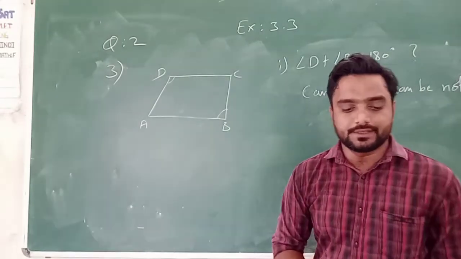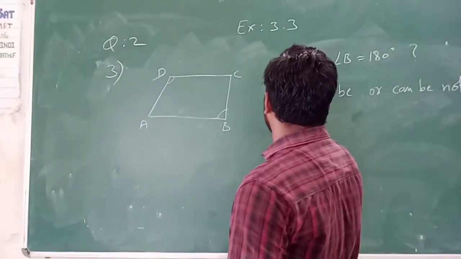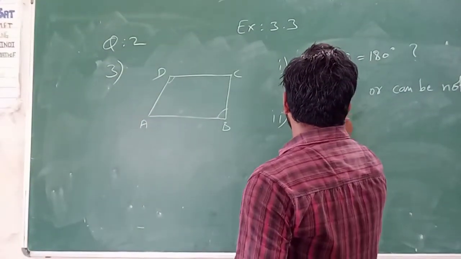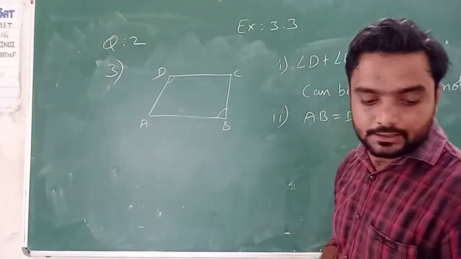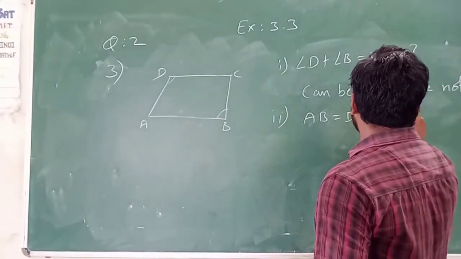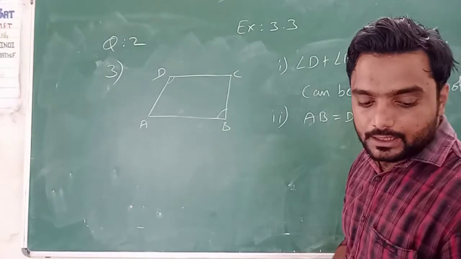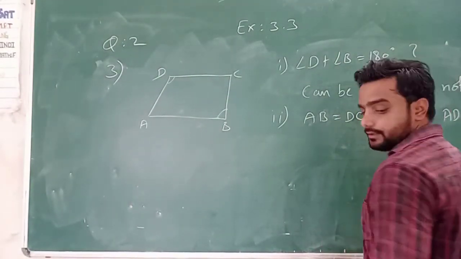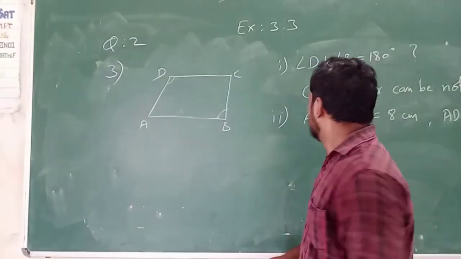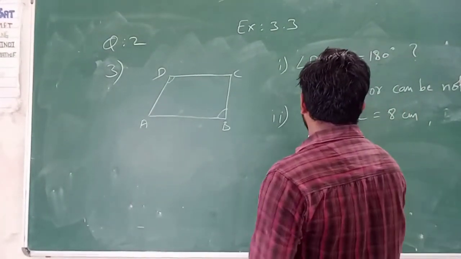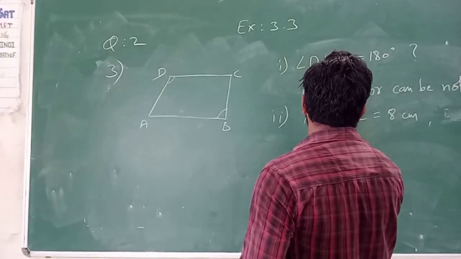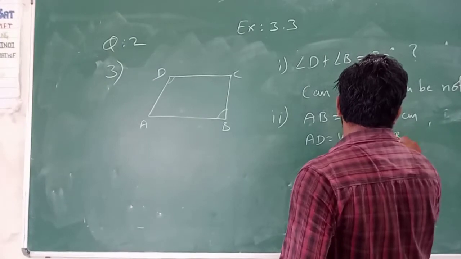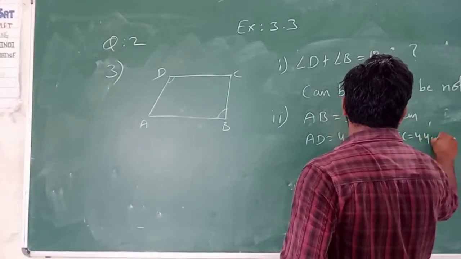Understand or not? Now the secondly, what it is given to you that AB is equals to BC is equals to 8 centimeter. Okay, and AD is equals to how much? 4 centimeter. AD is equals to how much? 4 centimeter. And another thing is given to BC is equals to 4.4 centimeter.